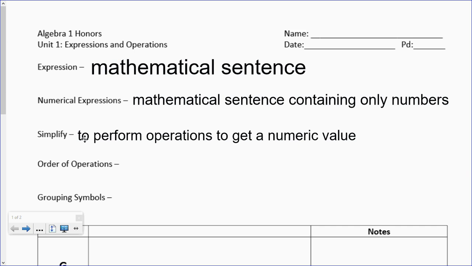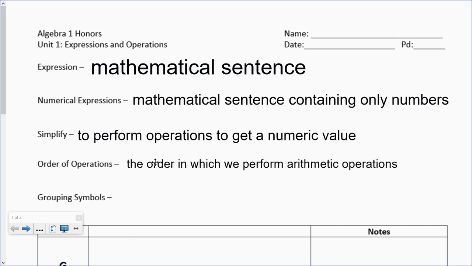Order of operations is the order that we perform these arithmetic operations. I can't say this word, arithmetic. Wow, Miss Scully, you're great. So it's the universal, agreed upon order that we perform operations in. And I'll give you an acronym so you can remember the order. We're going to do the order of operations today.